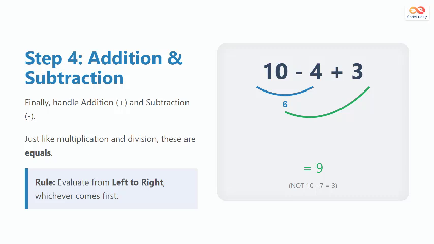The final step is addition and subtraction. Just like the previous step, these two operations are equal. You must evaluate them from left to right.